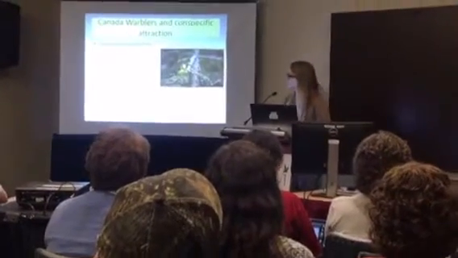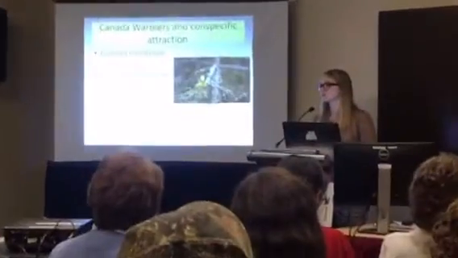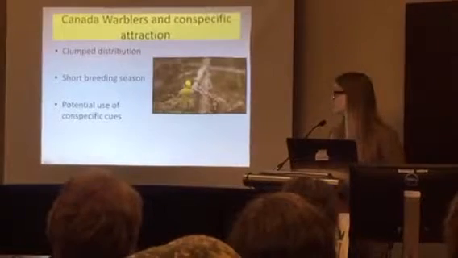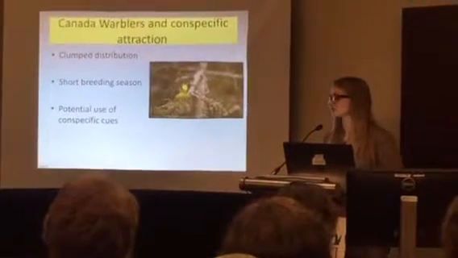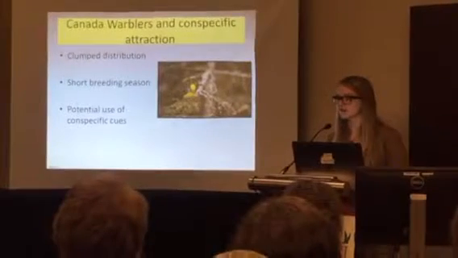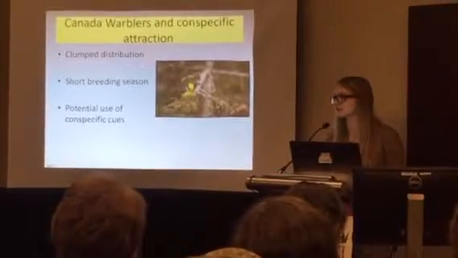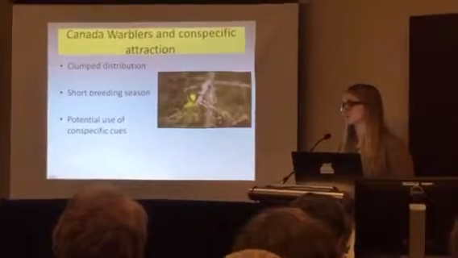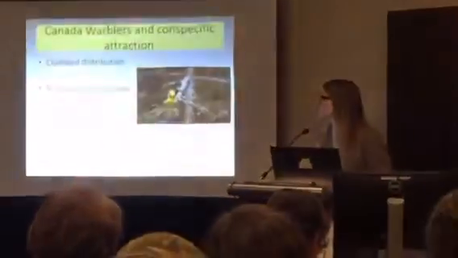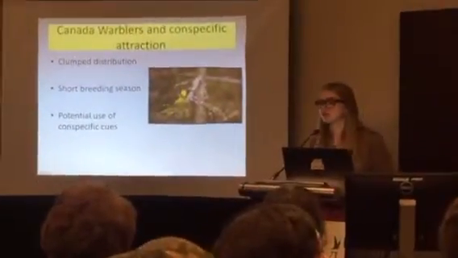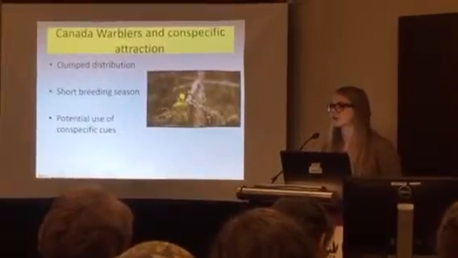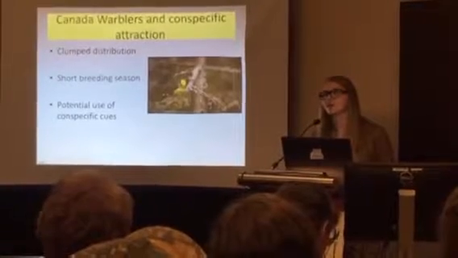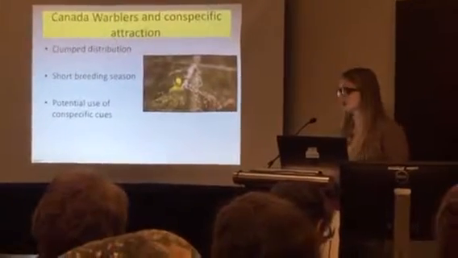And to complicate matters further, Canada warblers tend to exhibit a clump distribution, so they can be locally abundant in some areas and absent from other areas of seemingly similar vegetation. They also have a very short breeding season in Alberta, so they arrive late in the breeding season and they leave fairly early. They have very limited time to assess suitable breeding habitat. So this suggests that it might be important that they use conspecific cues when coming back from their long migration and trying to settle in an area. But we don't know the relative importance of these conspecific cues compared to vegetation cues, or how they might interact.